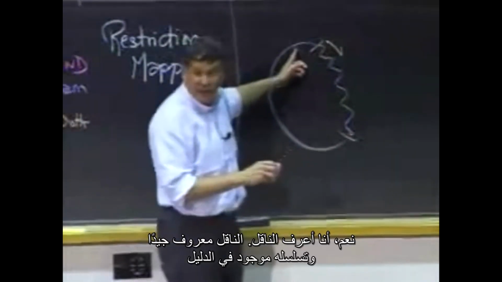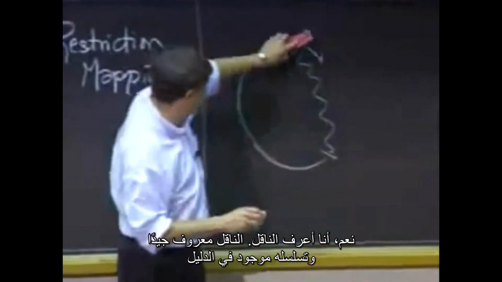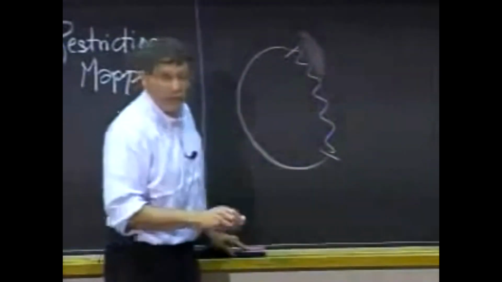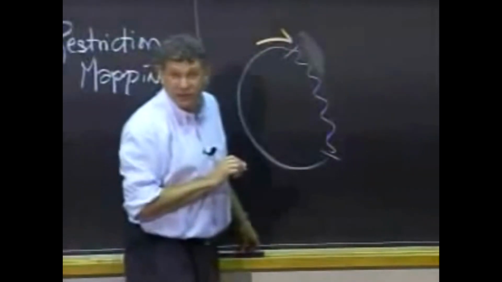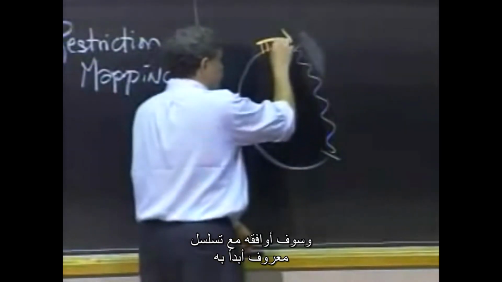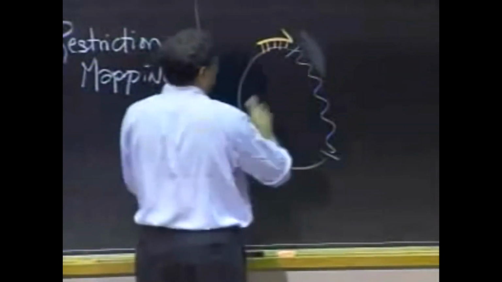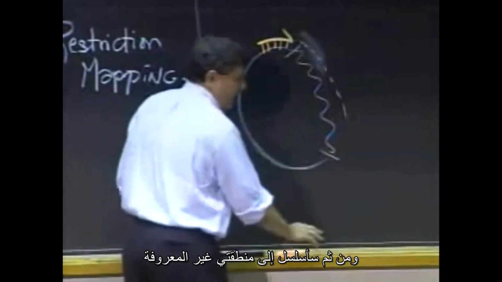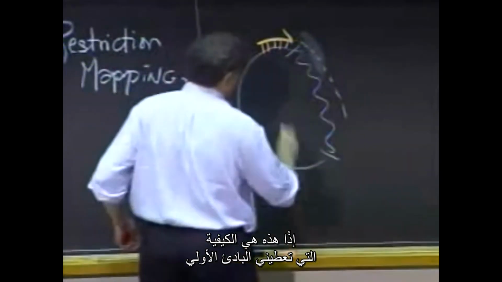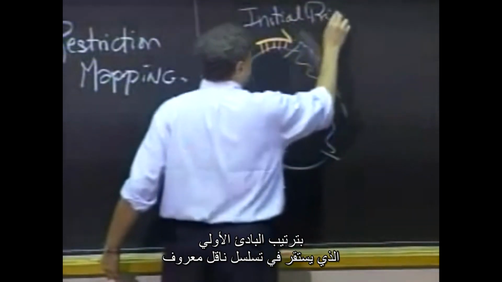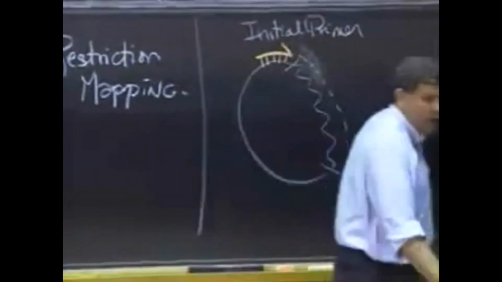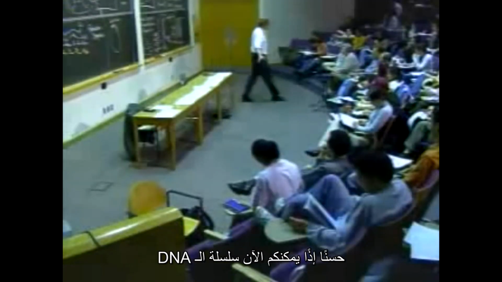Oh, I know the vector. The vector is well known. Its sequence is in the catalog. Let me instead just use a primer that happens to sit in the vector. And I'll match to a known sequence to start with. And then I'll sequence into my unknown territory. So this is how you get the initial primer: you arrange that your initial primer is sitting in known vector sequence. All right. So you can now sequence DNA.